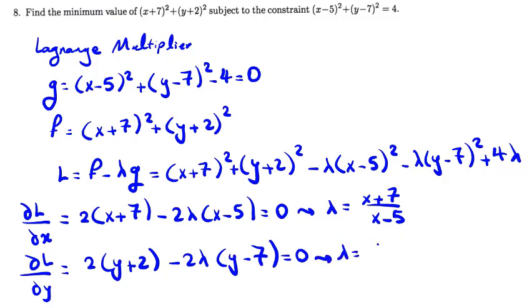Here also, similarly, you can say it's (y plus 2) over (y minus 7). Again, if the denominator is 0, it means y is 7, but then the numerator is not 0. So we don't need to consider those cases.